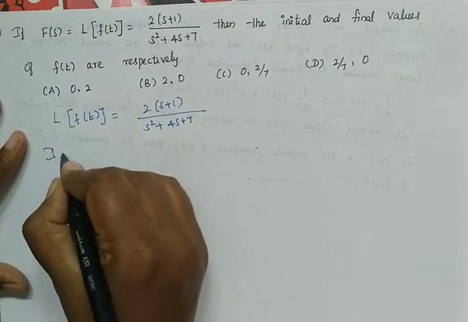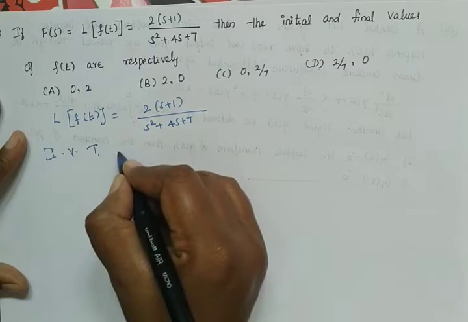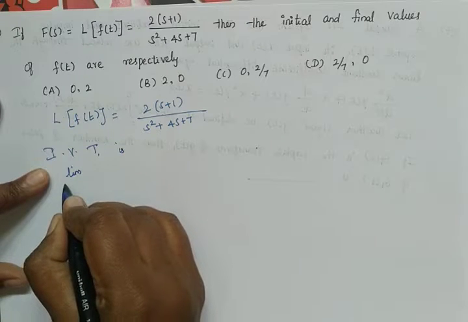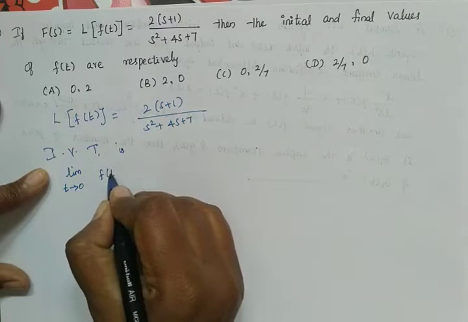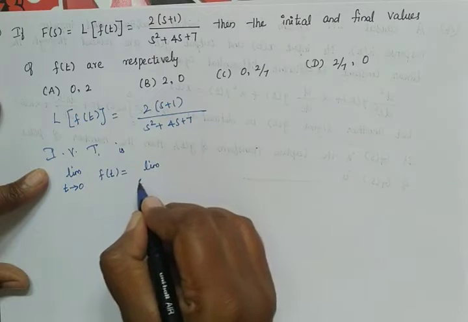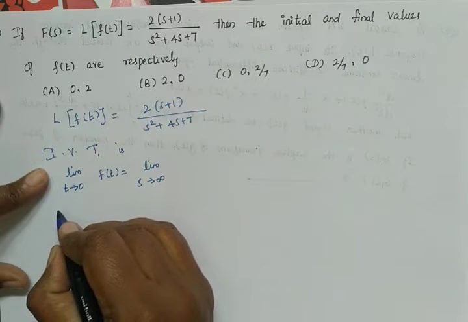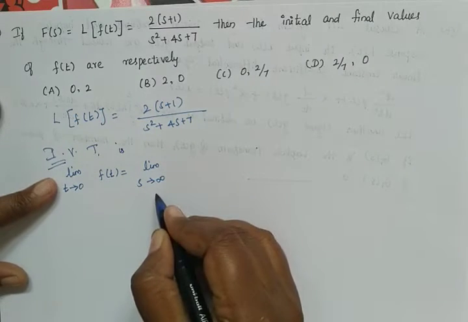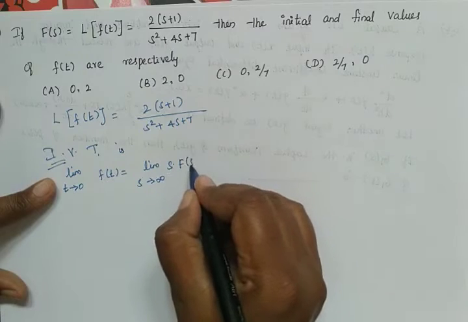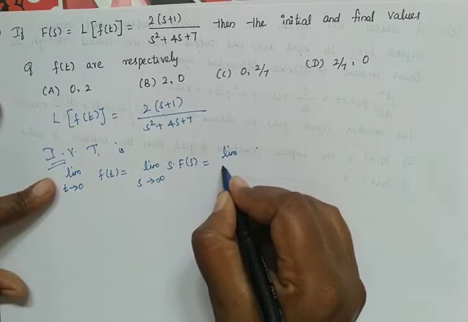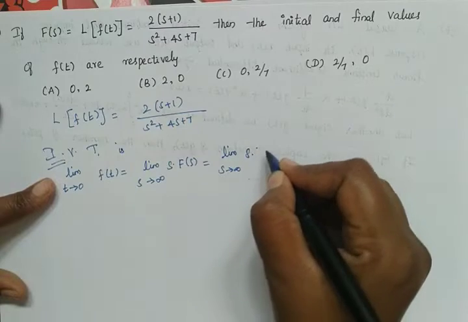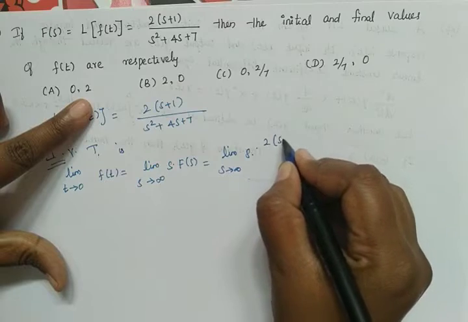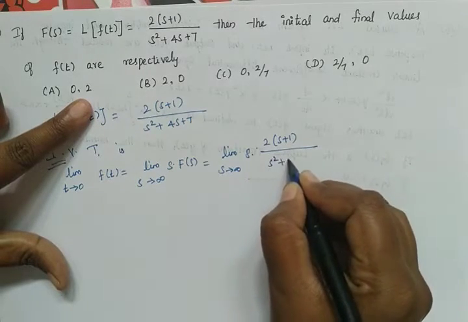Now according to the initial value theorem, we know t tends to 0, so f of 0 will be equal to limit s tends to infinity of s into F of s. Previously, when t was infinity, we had s equal to 0. For the initial value theorem, t is 0 and s tends to infinity, and here we have s into F of s, where F of s is 2 into s plus 1 divided by s square plus 4s plus 7.